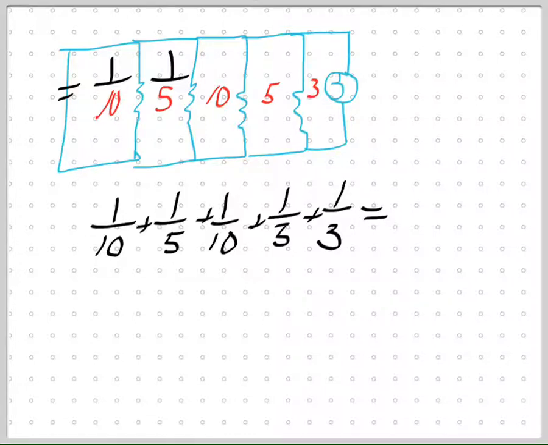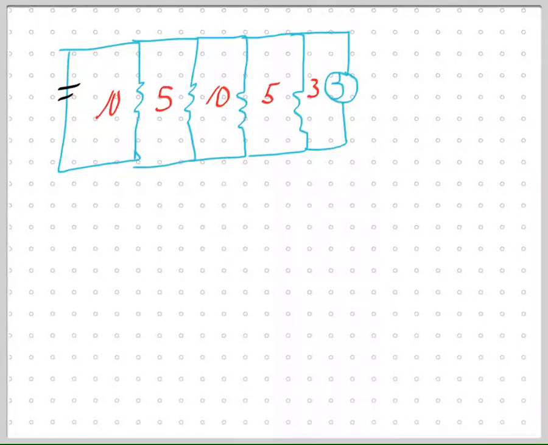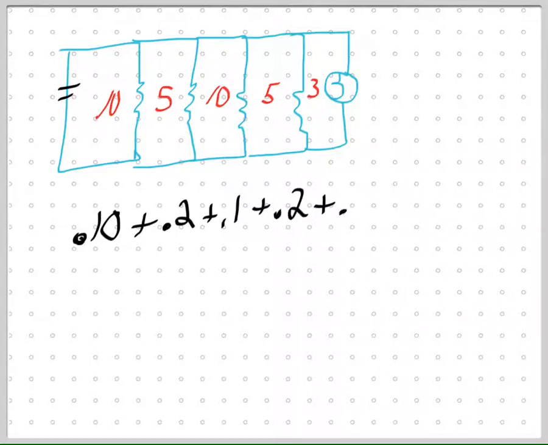I'll give you an example. So you just know this is 1 divided by 10. So you have 0.10 plus 0.2 plus 0.1 plus 0.2 plus 0.33, because the 33 is this one. You add them all up. It equals 0.93. And of course, remember, you always want to be labeling.